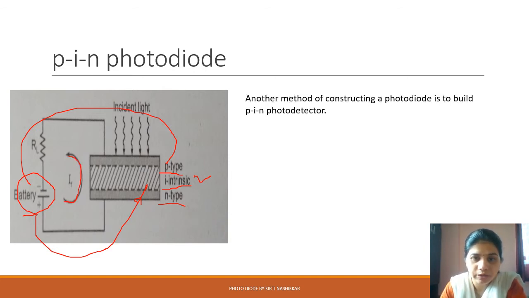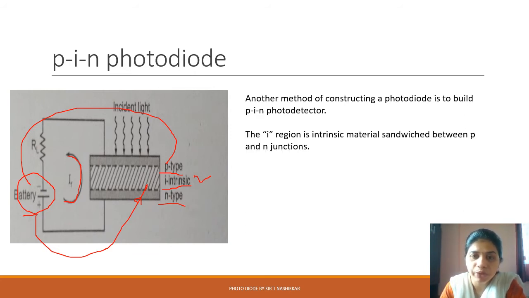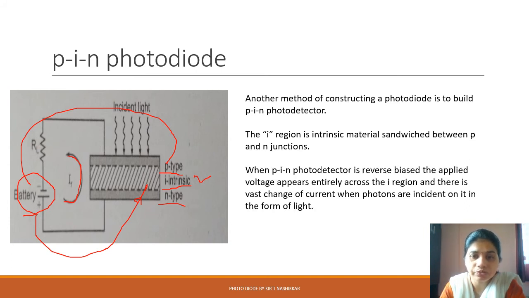So this is another method of construction of a PIN photon detector. Photodetector itself means the photodiode. The I region, intrinsic material, is sandwiched between the P and N junctions. So the PIN photodetector is reverse biased. The applied voltage appears entirely across this I region, the intrinsic region, and there is a vast change of current when photons are incident on it. Now the photons are incident on this intrinsic semiconductor, and as the photons are incident they release their energy to the electrons.